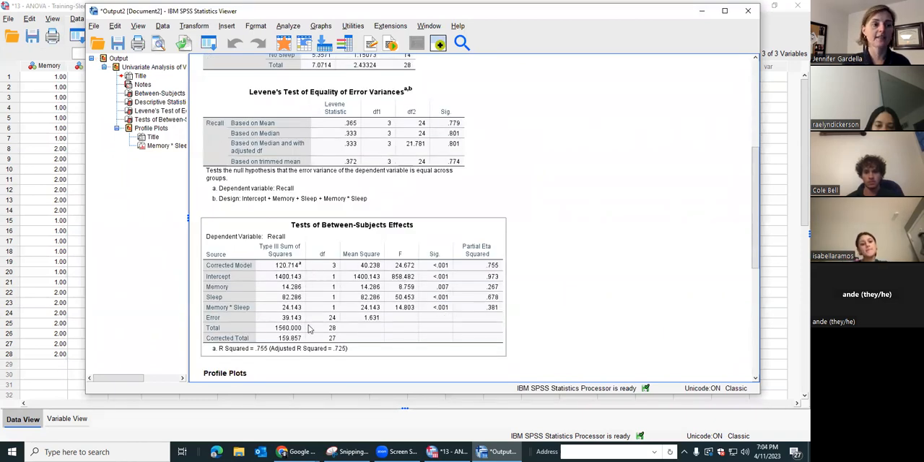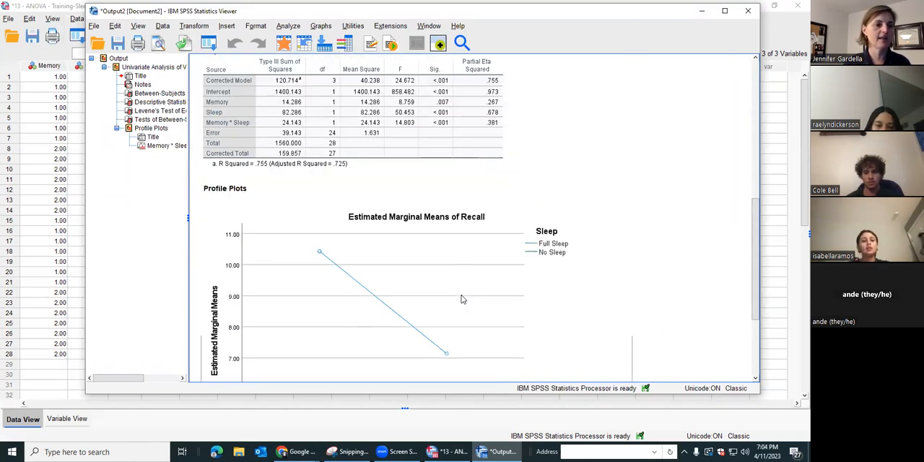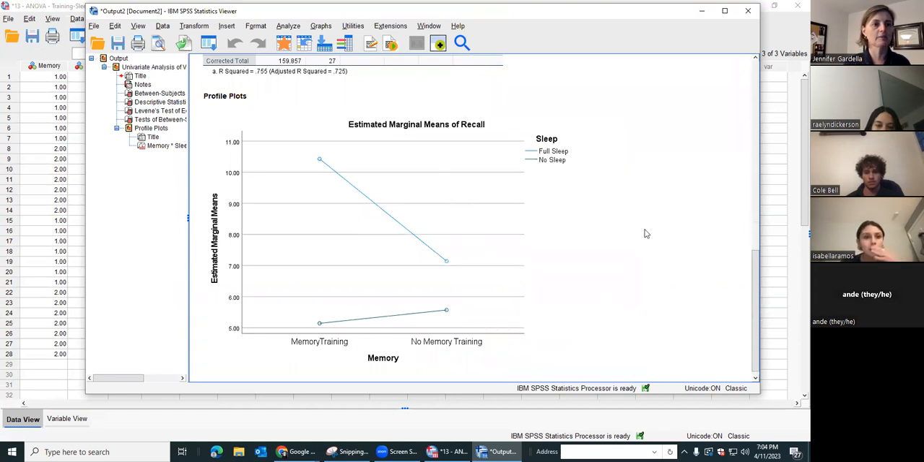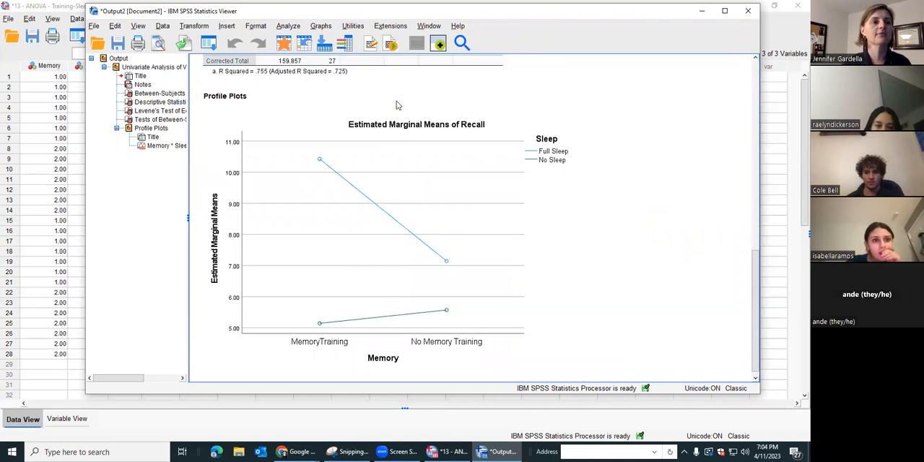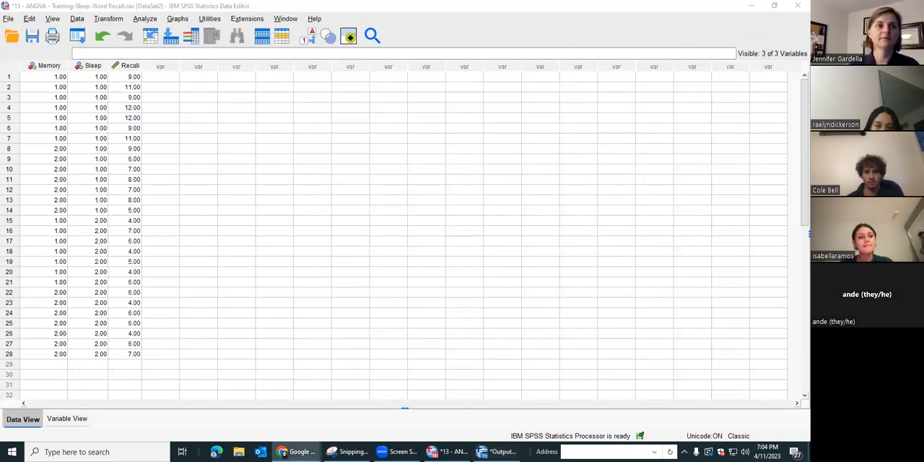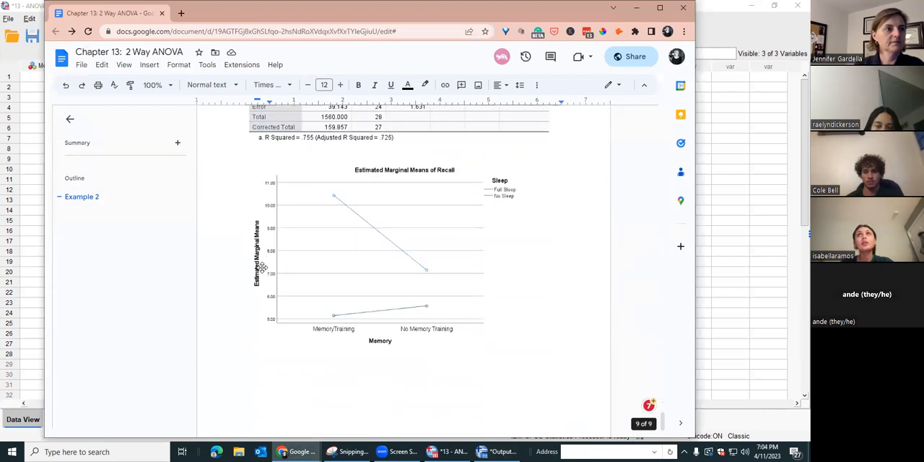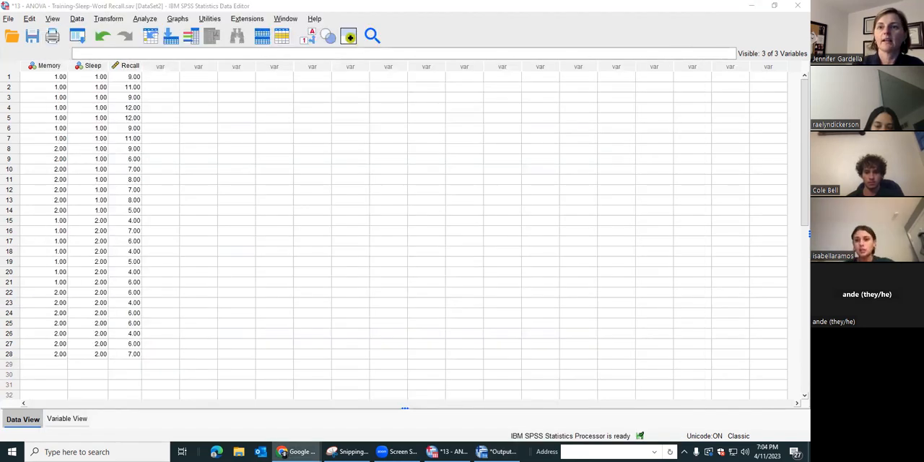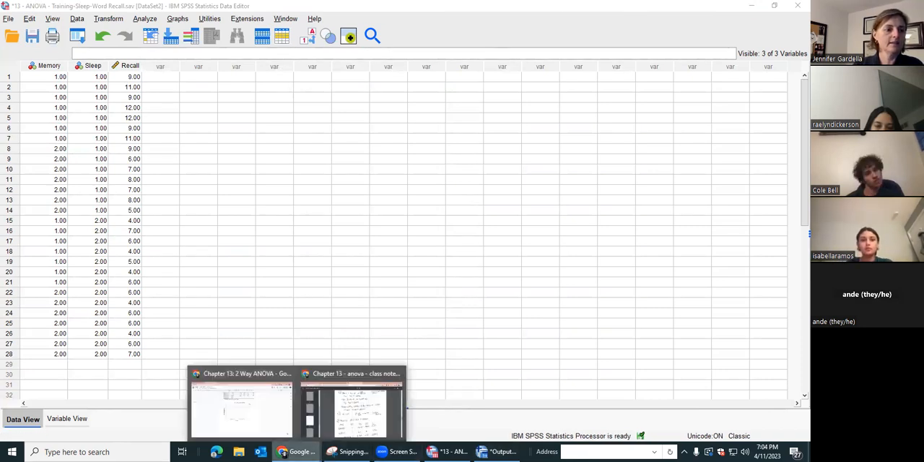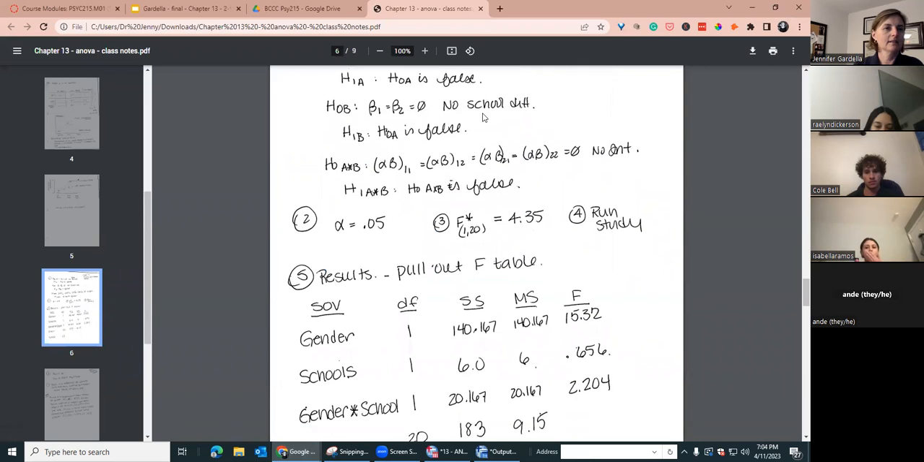Down here, this is our F table. We'll go over that in a minute. And this is our plot. So there is an interaction going on here. There's something going on. We just need to figure out what it is, and if it is significant. Yep, that's the end of that one. Can add this to the top over here, and here we go.